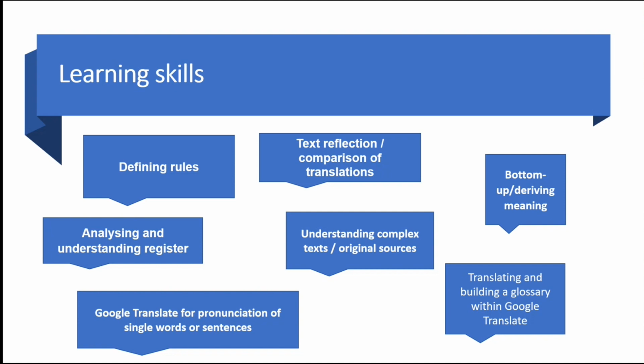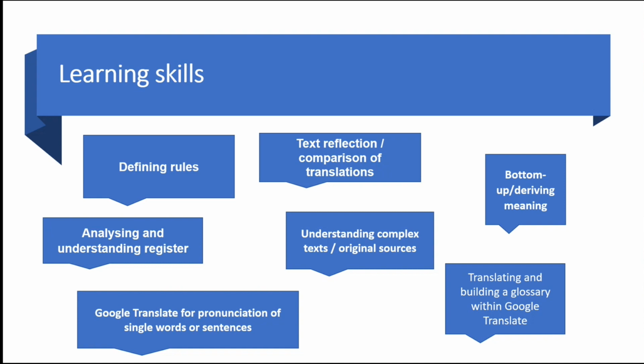And then there are more things that we can do with them, that we as a teacher can help you to do. And as I said, I've listed some examples here. For example, you can use machine translation to define rules, to reflect and compare different translations, to derive meaning, to understand complex texts or original sources above your usual teaching level or learning level. And also, for example, to play around and understand different registers in a language. This all sounds a bit theoretical now.